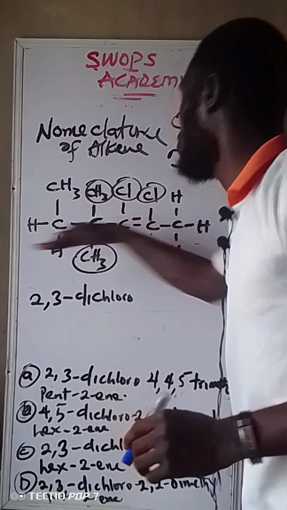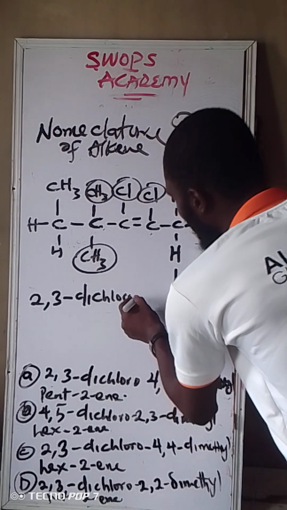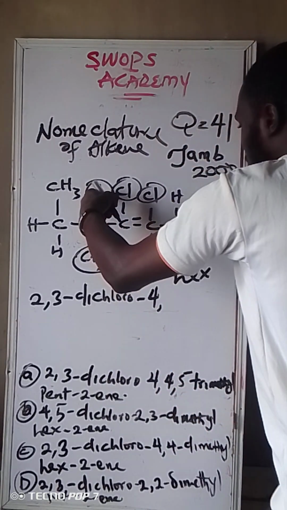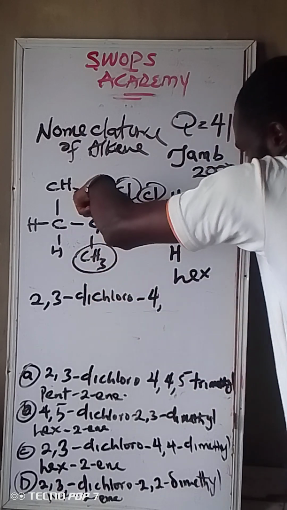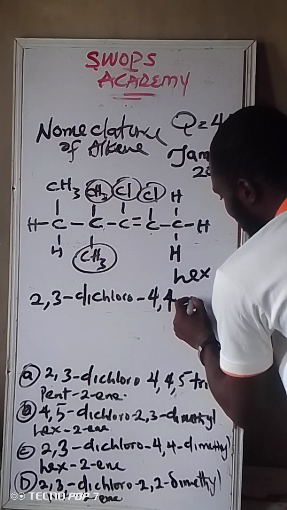You continue from that, which is 1, 2, 3, 4. What would that be? Iodine again. 4, comma. We see methyl here. We still see methyl here in carbon number 4. 4, comma 4. How many methyl is that? Dimethyl.